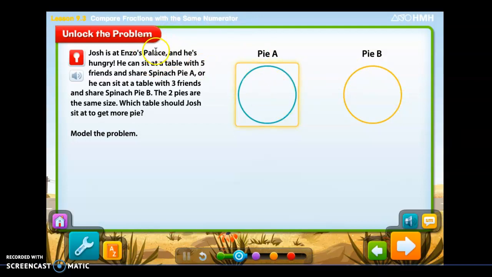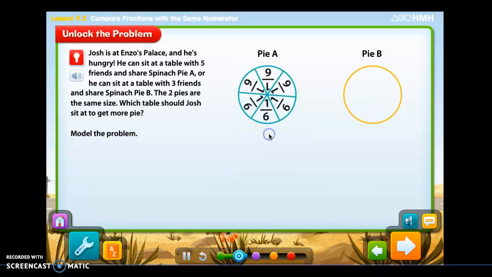What was your question? Someone said something? It's not the same. I know, it's the different denominators. So now we're trying to see which one is more. So we're going to see pie A, because when it says Unlock the Problem, it says Marcos. Oh, okay. That's fine then.